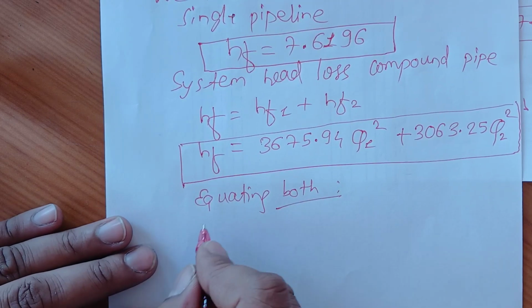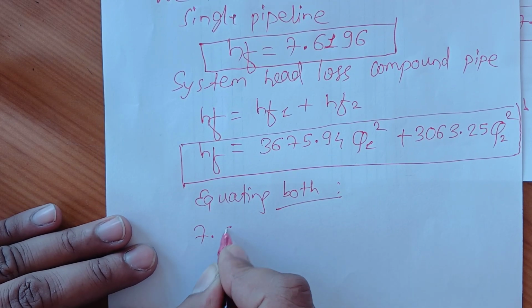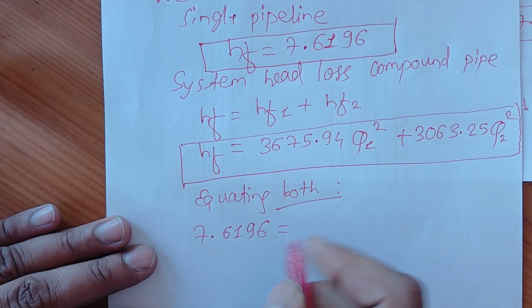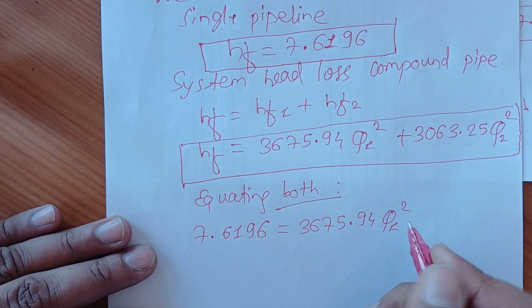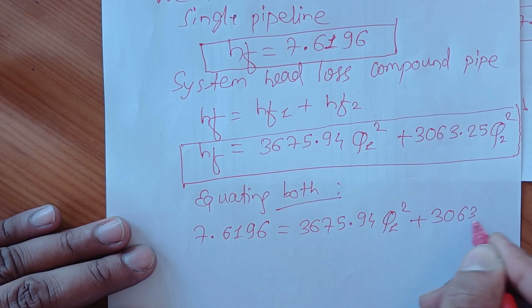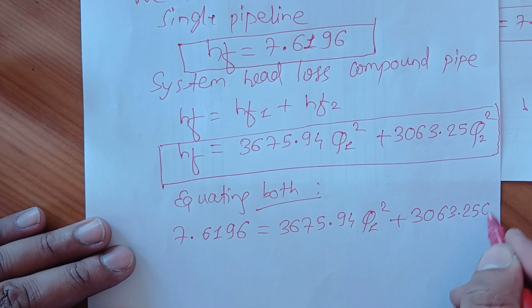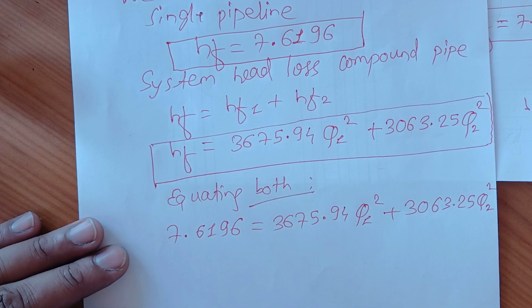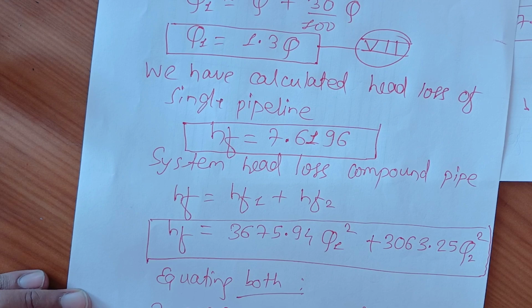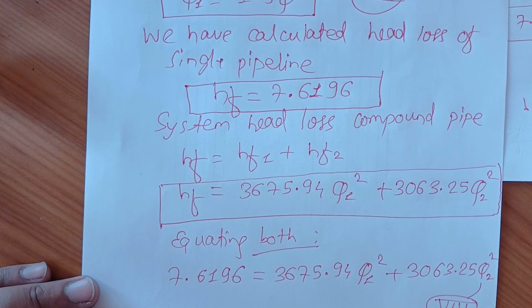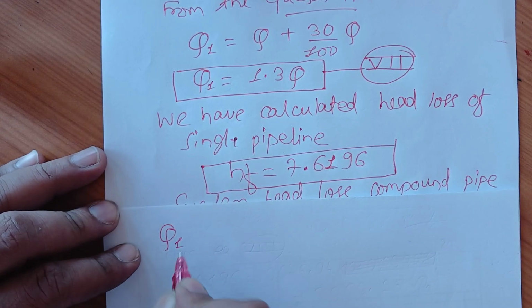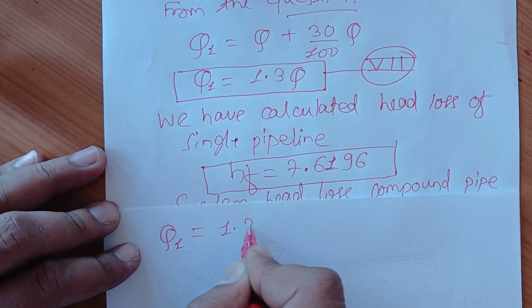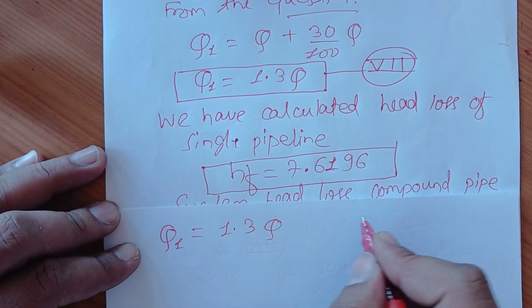That is 7.6196 is equal to 3675.94 Q1 square plus 3063.25 Q2 square. Let's say this is equation number 8. Here Q1 and Q2 both are unknown. Okay, from equation number 7 we have got Q1 is equal to 1.3 Q, and let's substitute Q from earlier.